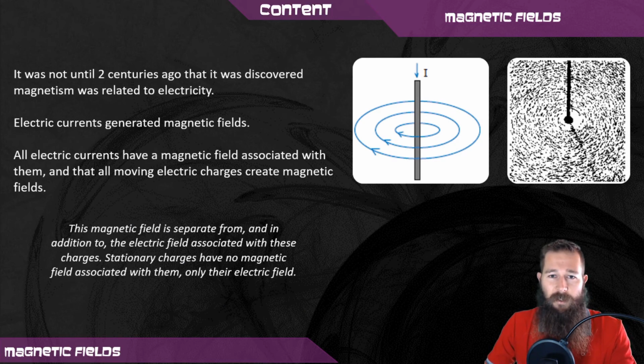Electric currents are just moving charged particles, and when charged particles move, they generate magnetic fields. So all electric currents, moving charged particles, have magnetic fields that are associated with them. Now, this magnetic field that's created when a charged particle is moving is separate to the electric charge on the particle, but exists at the same time. When a charged particle is not moving, being stationary, there is no magnetic field that is associated with it.